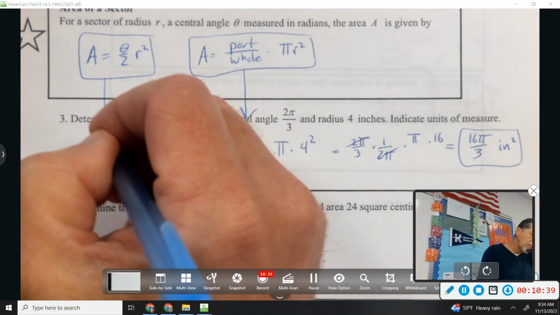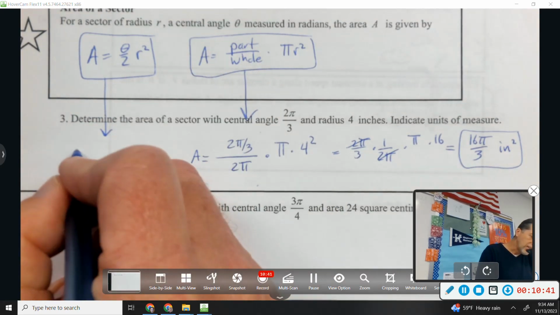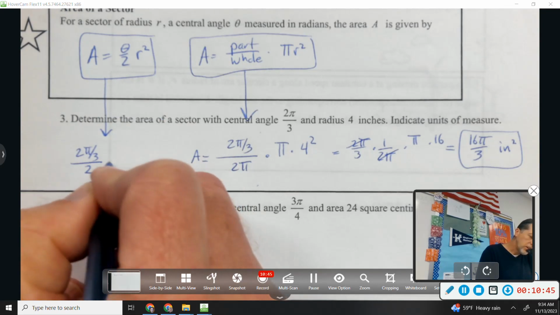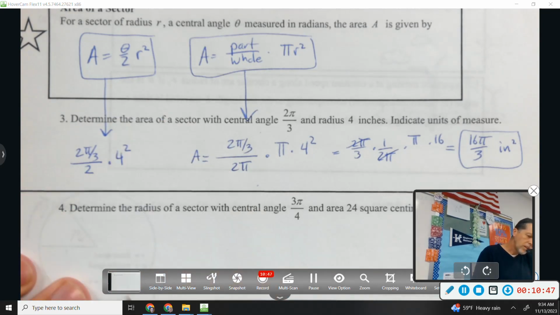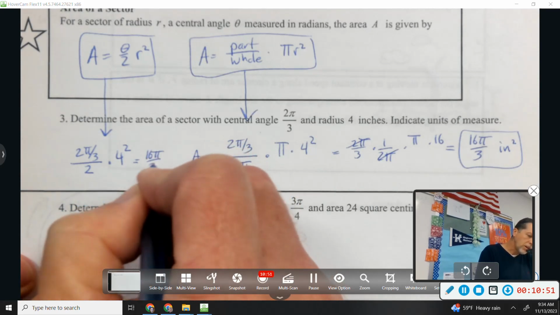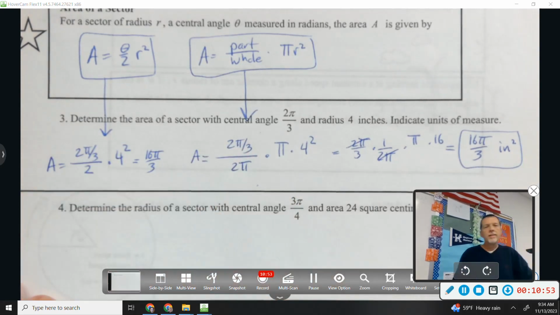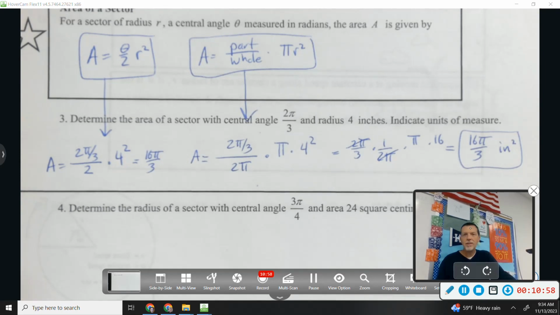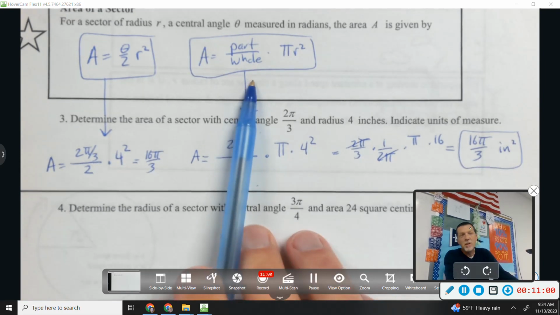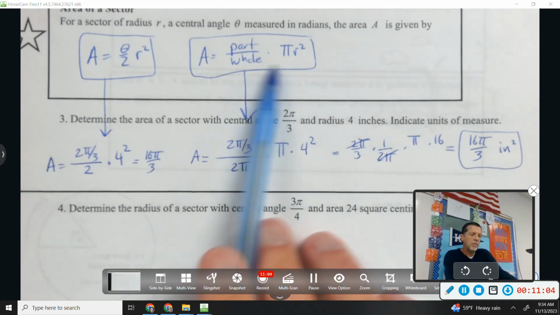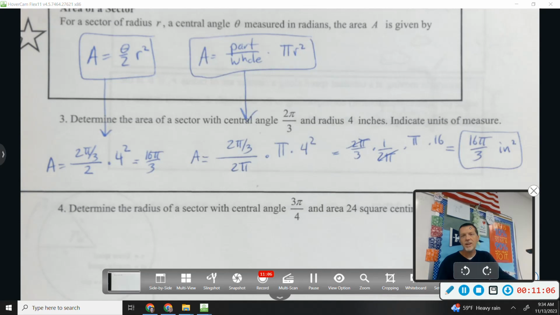If you memorize the formula, granted it's a little bit quicker, I think. 2 pi over 3 over 2 times 4 squared. The 2's cancel and you end up with 16 pi over 3. So either way, the formula's quicker, but then you have to memorize the formula. The part over the whole, to me, makes more sense. It's less memorizing, more understanding, but maybe it takes more work. So it's kind of up to you.